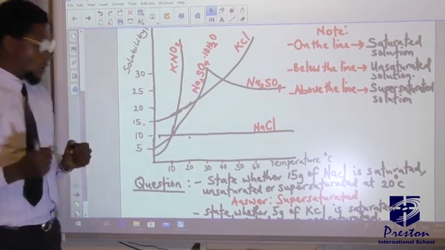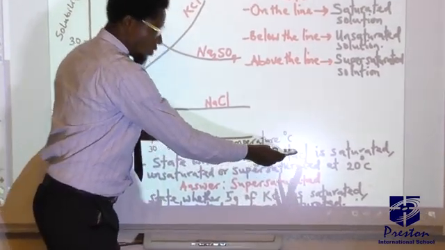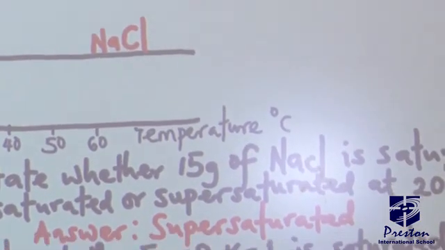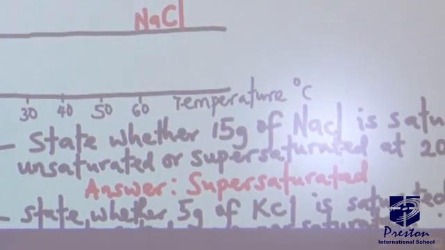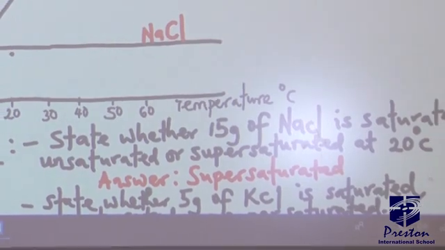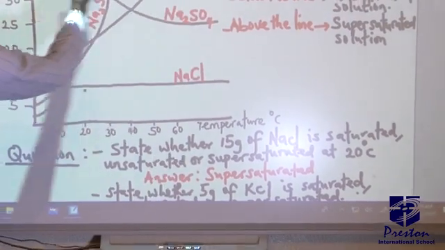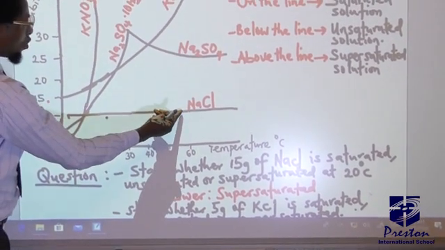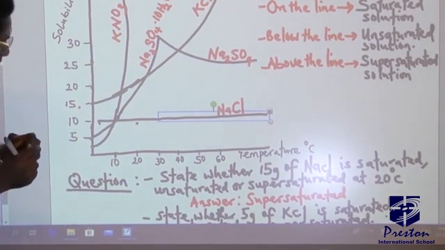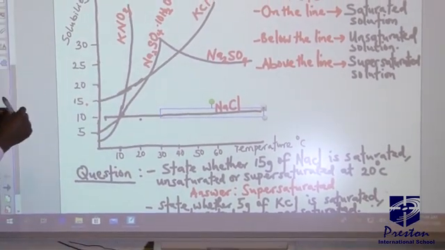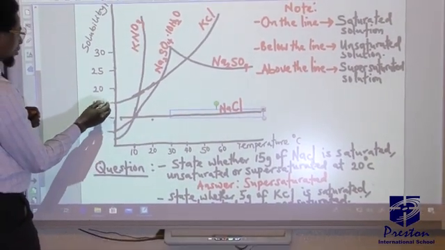Let's assume you are asked to state whether 15 grams of sodium chloride is saturated, unsaturated, or supersaturated at 20 degrees Celsius. How do we go about this? All you need to do is look for the solubility line of sodium chloride here. I think we can see it clearly. This is the solubility line of sodium chloride. Then all you need to do is trace the 15 grams of sodium chloride. This is where you have 15 grams of sodium chloride.